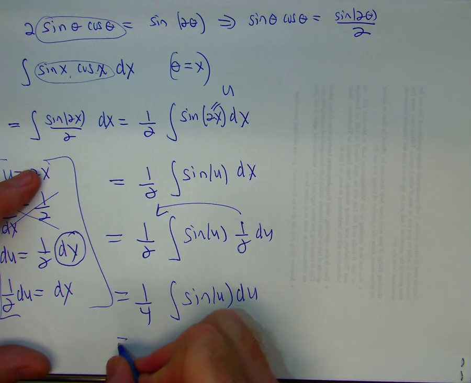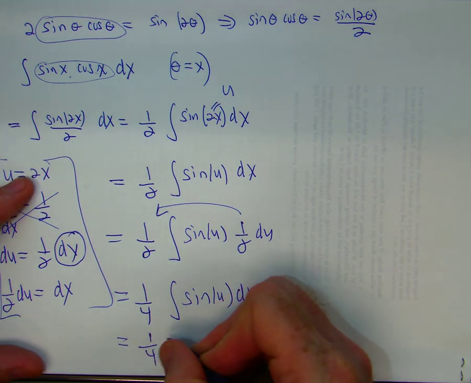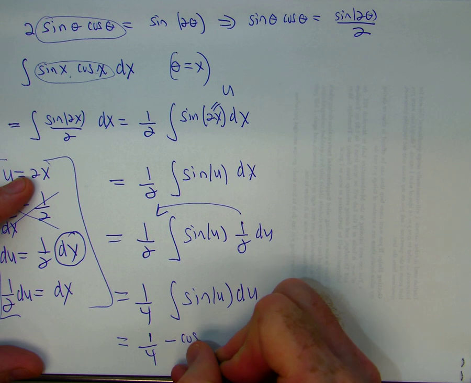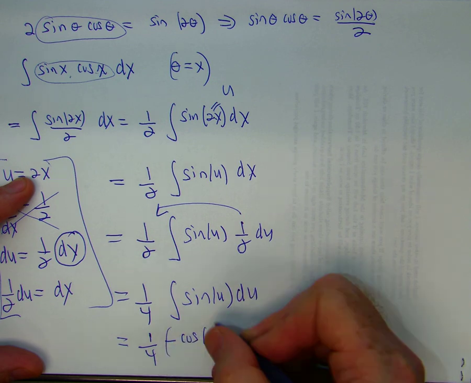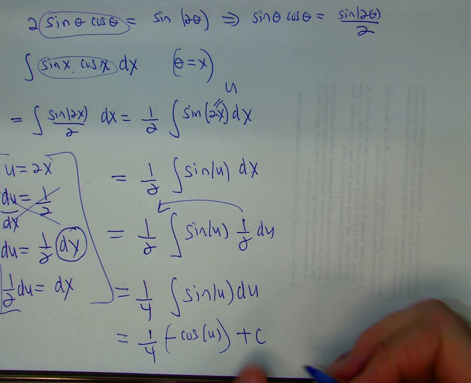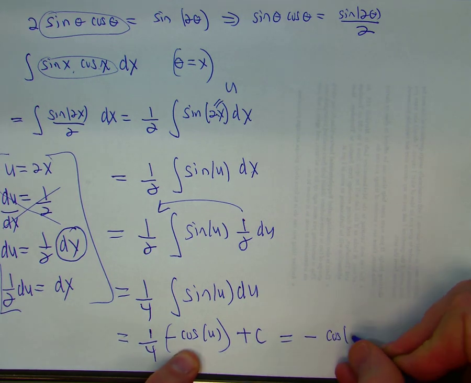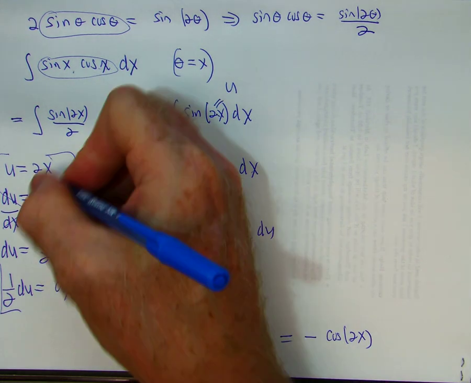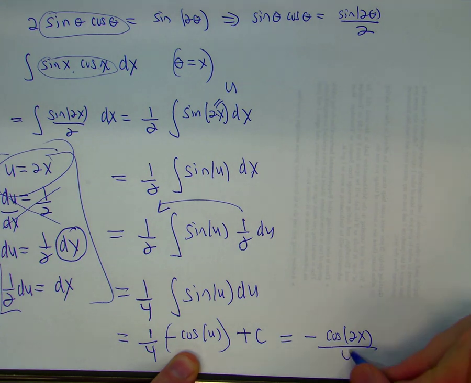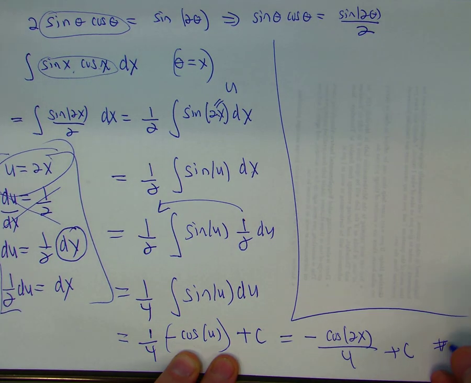Well, integral of sine, look at my tables, minus cos plus the constant of integration. So I'm just going to do a little cleanup work here, get rid of the minus sign. I'm going to have cos, not cos u, but 2x, and back over to there. It's going to be over 4 plus c. So there's my third answer.